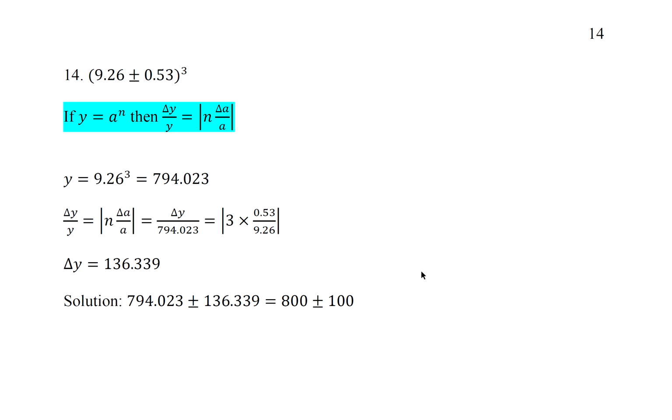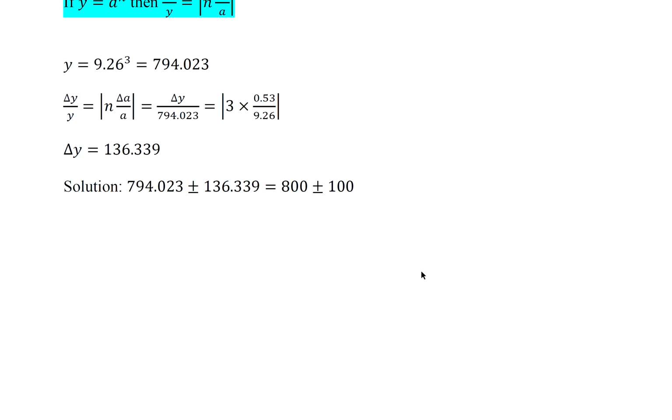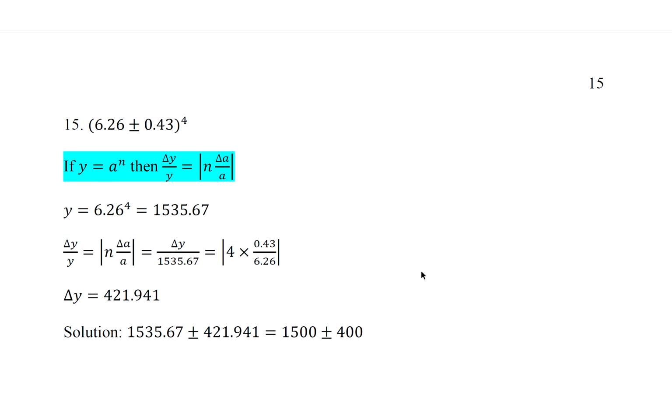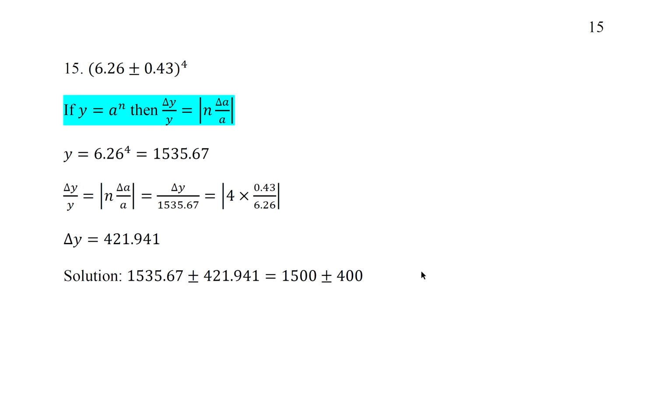Question 14 is very similar to question 12. We're using this equation. Try to understand what's been done here. The uncertainty should be one significant figure. Question 15: we're taking the exponent of an uncertainty. We're using this equation again.